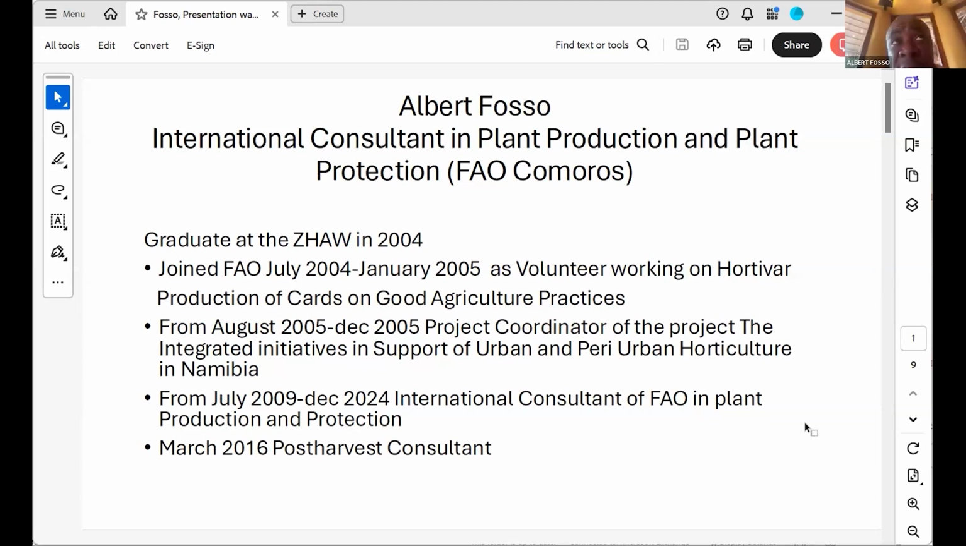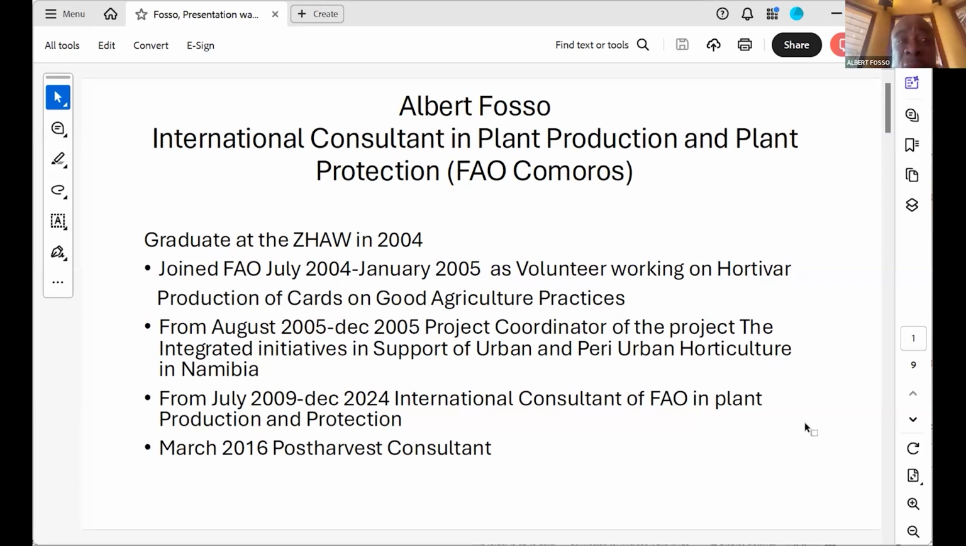So I graduated in Wädenswil in 2004. After my graduation, I joined FAO from 2004 to 2005 in Rome, where I did my volunteer work, like my internship. During the internship, I used to work on the FAO database, Ortiva. Ortiva is a database of FAO where we collect all the information of horticulture crops all over the world.